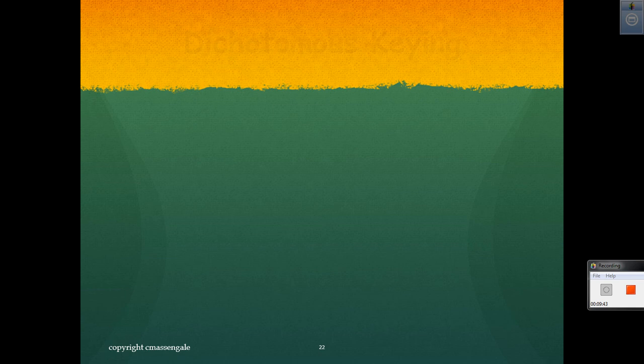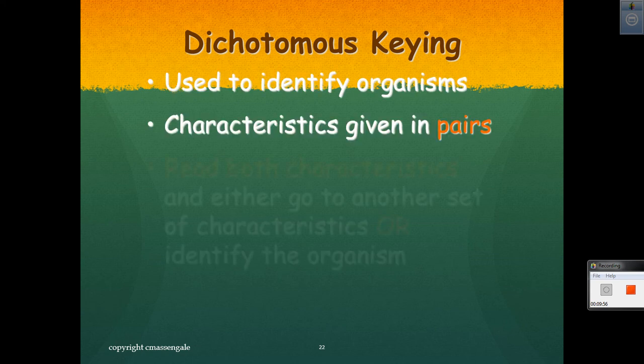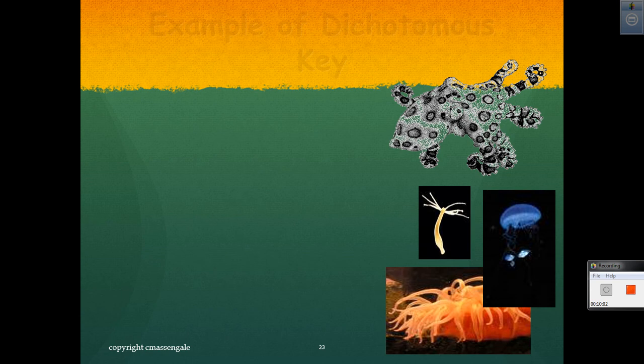Dichotomous keys are another way of classifying and looking at animals. They are used to identify organisms. Characteristics are given in pairs, and you read both characteristics and either go to another set of characteristics or identify the organism, and that makes sense in a minute. So here's an example of a dichotomous key.